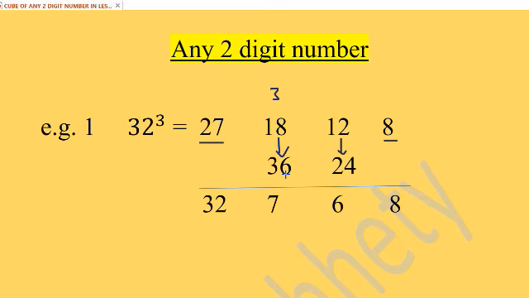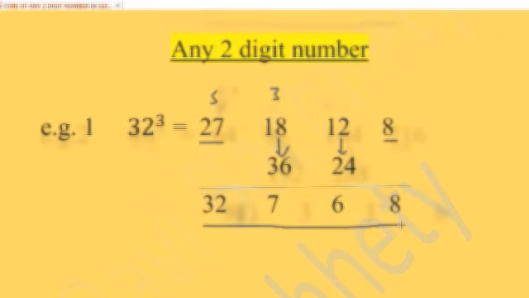That's why I said adding is required. You should be good at adding. So 57, 7 here, and 5 carried forward, and 5 plus 27 is 32, and this is the cube of 32. Right? Pretty interesting method.